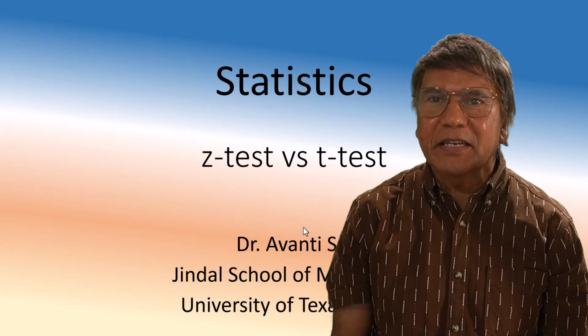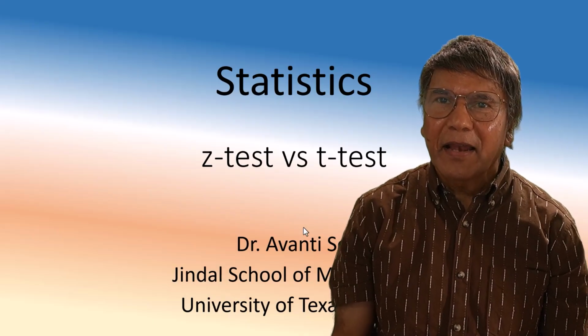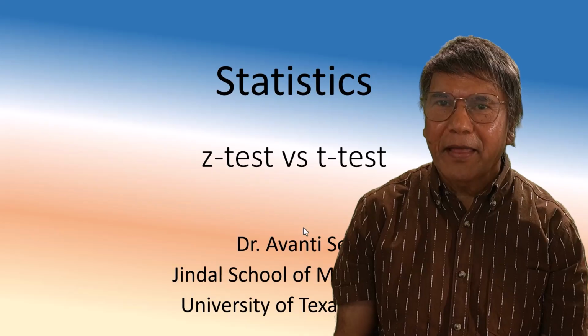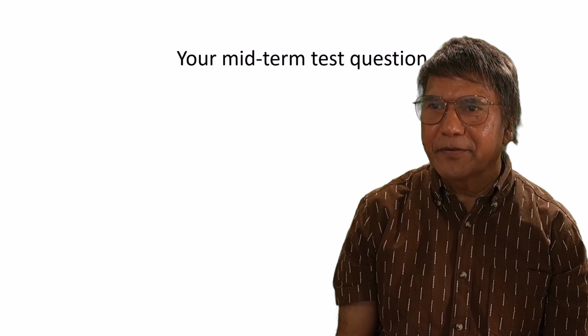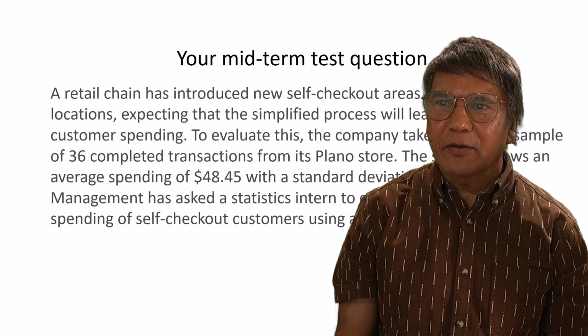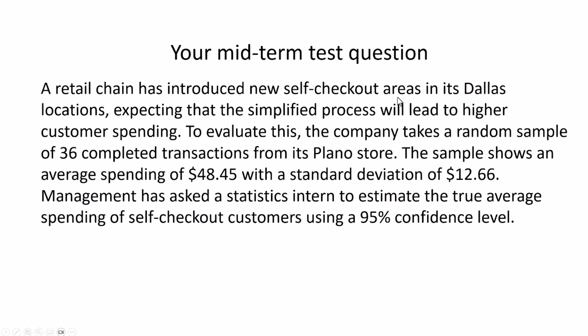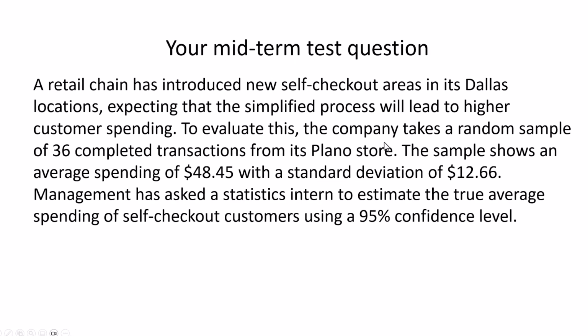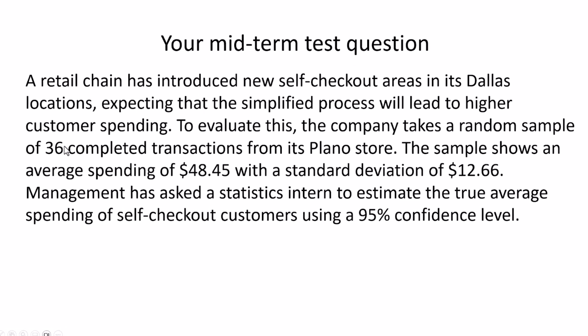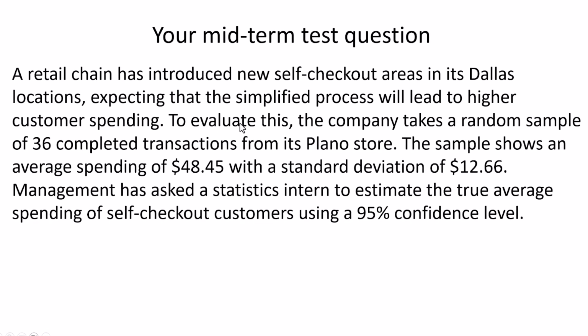So, z-test versus t-test. Well, this gets confusing, and let me give a scenario that I see all the time. Here's the scenario. A midterm test question comes in: a retail chain introduced some self-checkout area. They take a sample of size 36, and there you have a sample mean and standard deviations and so on and so forth. A 95% confidence interval is what you're looking for.